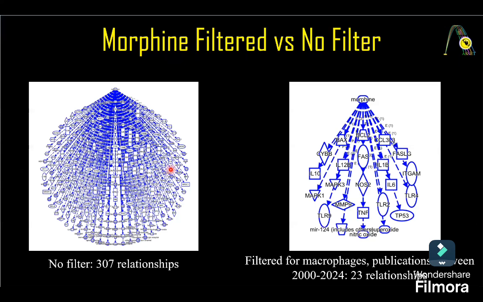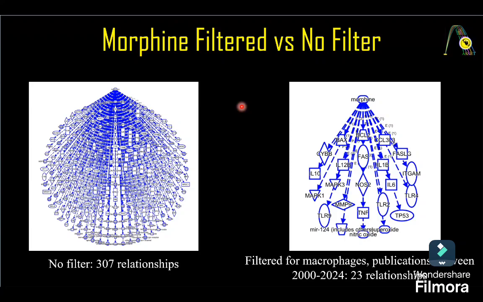And the little example that we looked at for how it might look prior to filtering versus after filtering was morphine. Prior to filtering, I used the grow feature for morphine. If you remember, the grow feature is that for a specific molecule, you can see all the related relationships to that molecule, right? In this case, we grew morphine and applied no filters, and we found that there were 307 relationships to morphine. After filtering for macrophages and publications between 2000 and 2024, we found that there were 23 relationships. So in this case, it is quite a drastic reduction in the number of relationships.